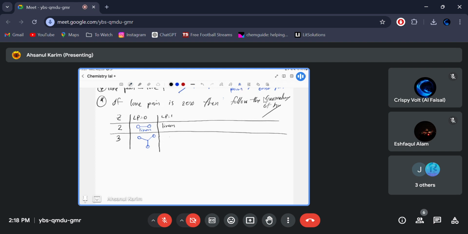If lone pair is 1, it's very important. If lone pair is 1, what will be the shape? Shape will be bent, right? Shape will be bent. And this is the lone pair. This is the representation of lone pair. So shape will be bent. Clear?